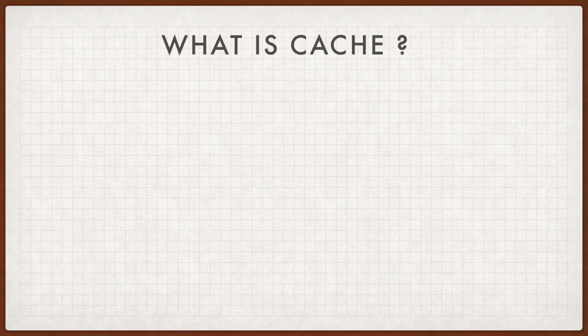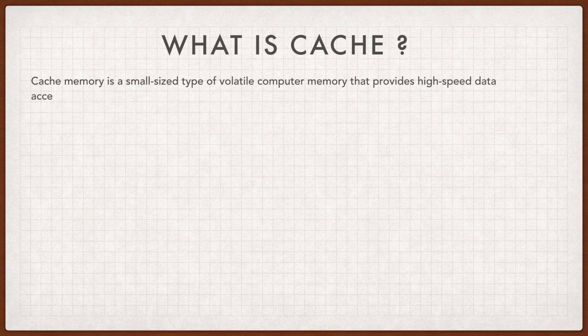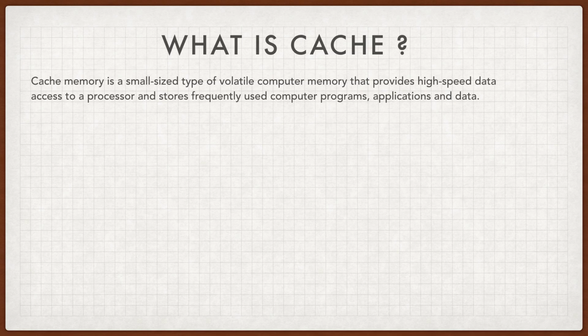What is cache? Cache memory is a small-sized type of volatile computer memory that provides high-speed data access to a processor and stores frequently used computer programs, applications, and data.